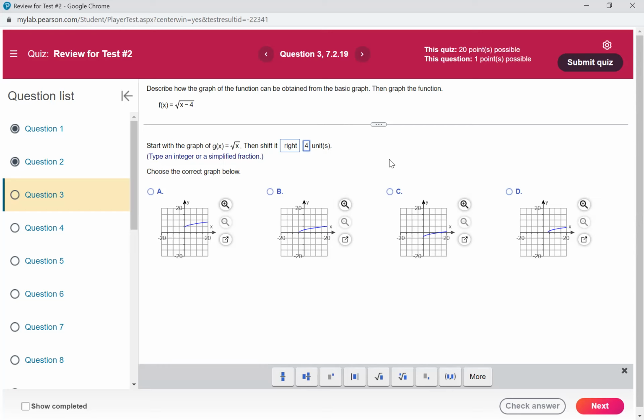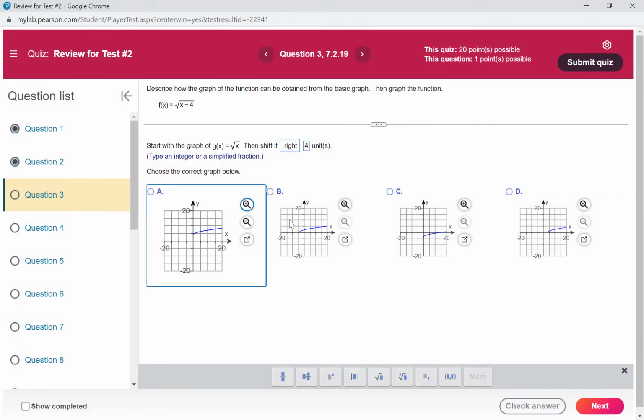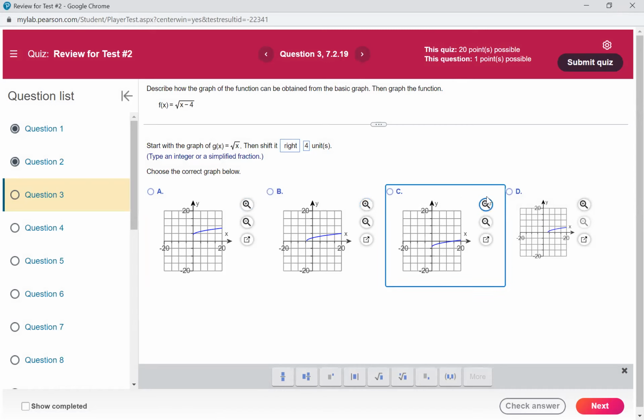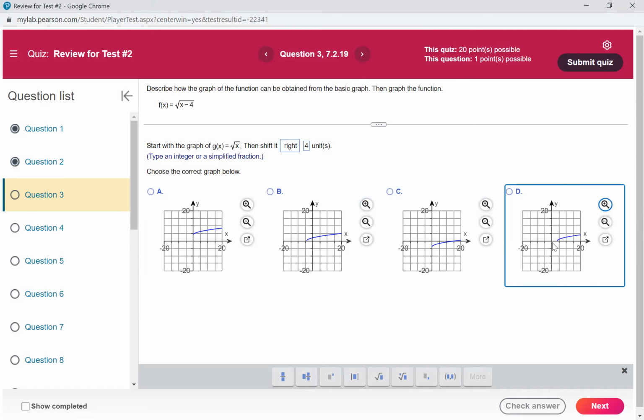So then they want you to pick which one of the graphs went right 4 units. So I'm going to try to zoom these in just a little bit. A looks like it went up. B looks like it went left. C looks like it went down. So let's see what D's doing to us. And if you notice, D went right. Because remember, the basic graphs always start in the center of the graph. So this one is the only one that went right. So I would click my D and go to my next.